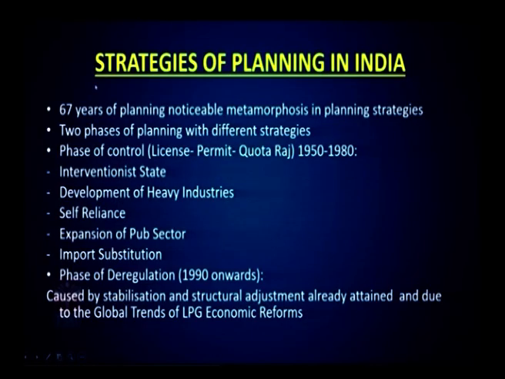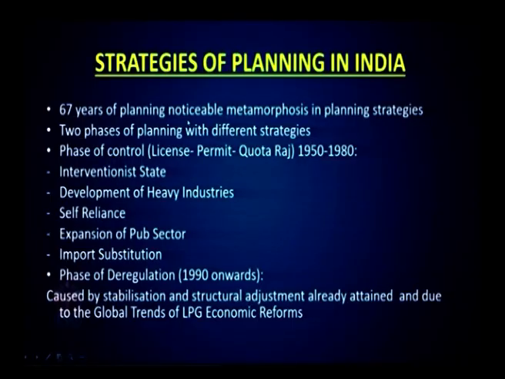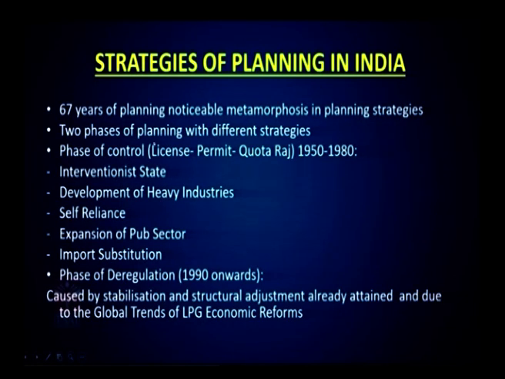Coming to the next one, strategies of planning in India. We had completed 67 years of planning, and there was a noticeable metamorphosis, that is a kind of change in the process of economic growth, and the attainment of this economic growth had gone through a phase of metamorphosis. Metamorphosis is nothing but a continuous process where we have seen positive changes. So strategies of planning in India basically can be classified into two.